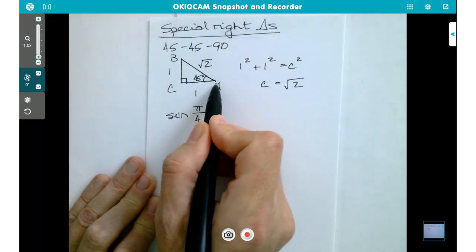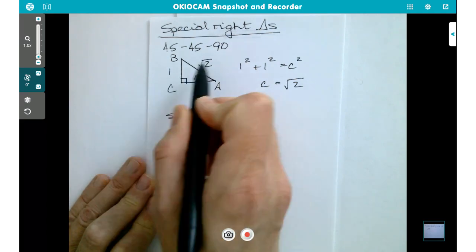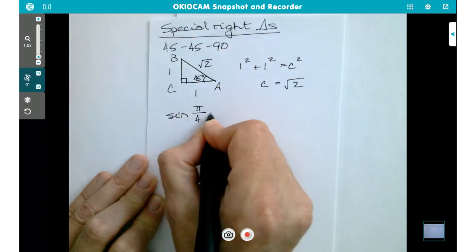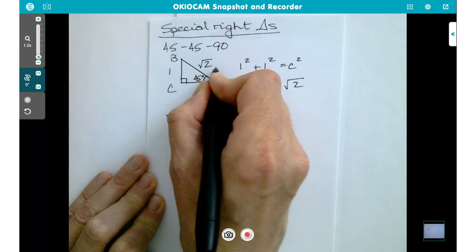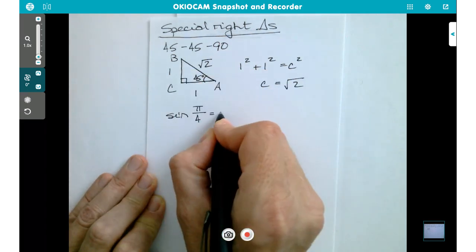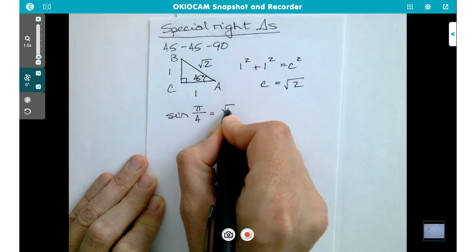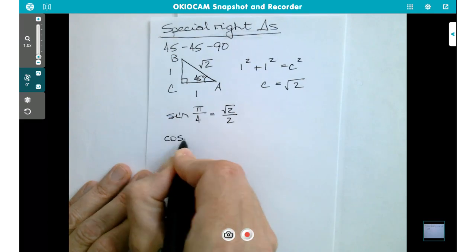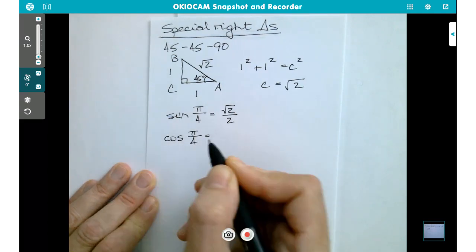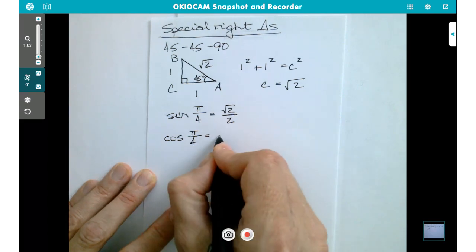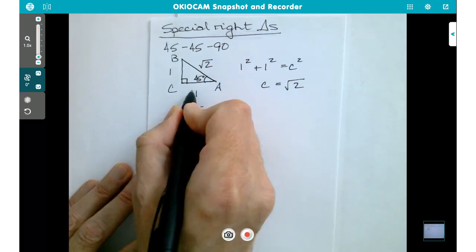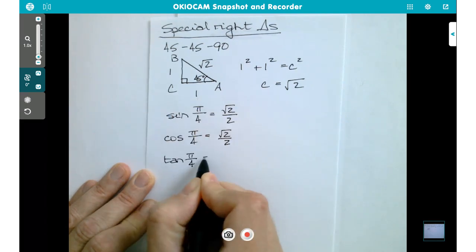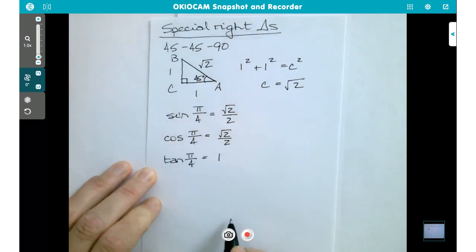I marked angle A here, so my opposite side is 1. The hypotenuse is root 2, and the adjacent side is also 1. So opposite over hypotenuse. We do tend to see this in rationalized form. So it's 1 over root 2, which rationalizes to root 2 over 2. Cosine of pi over 4 is also root 2 over 2 with the other leg. And tangent is opposite over adjacent, 1 over 1. Sounds like 1 to me.